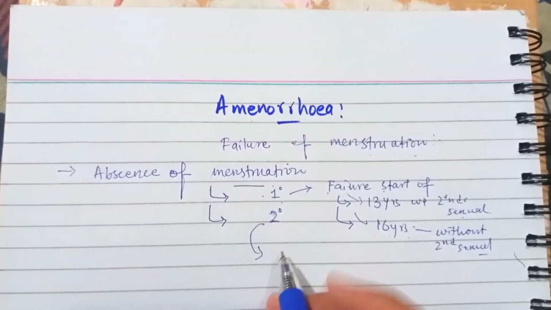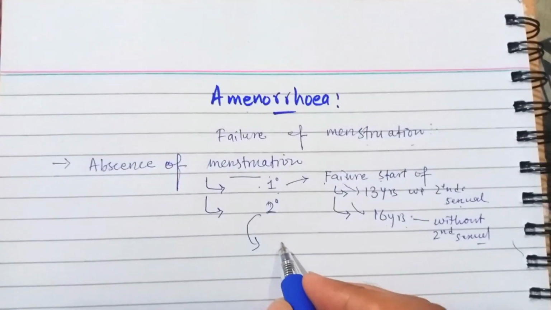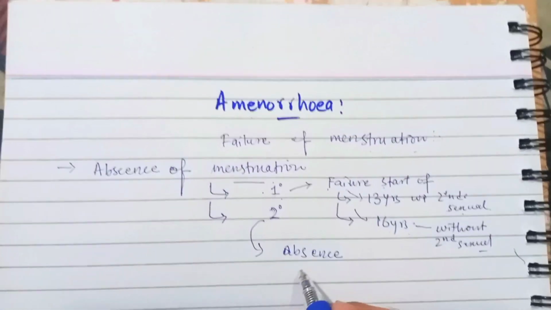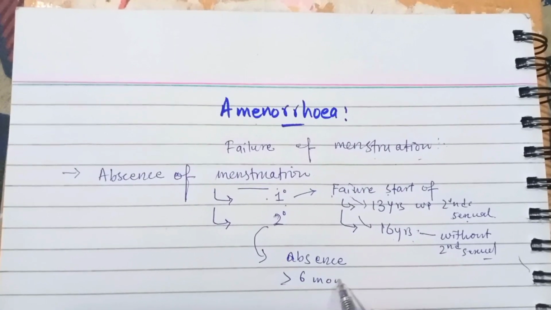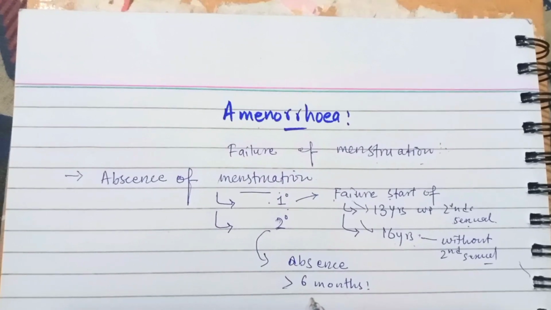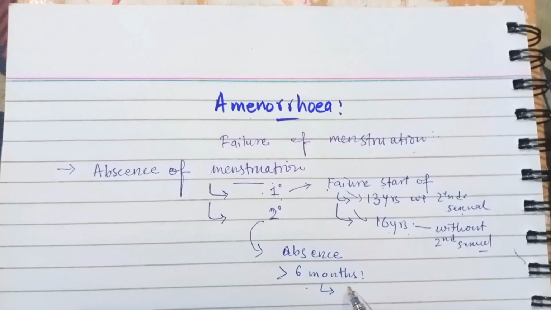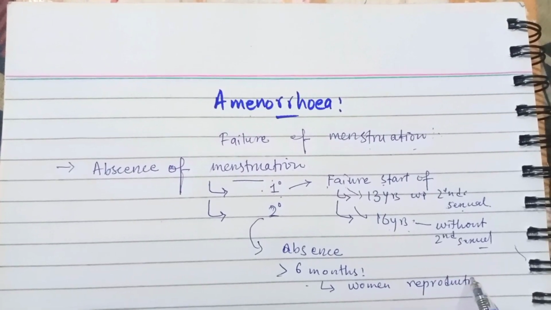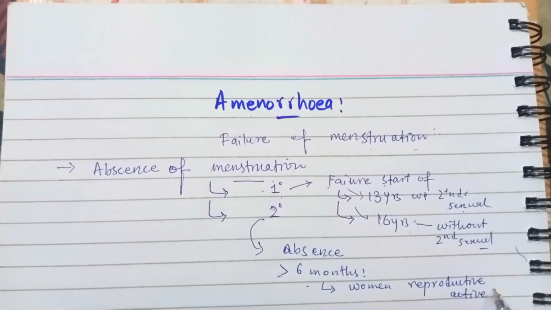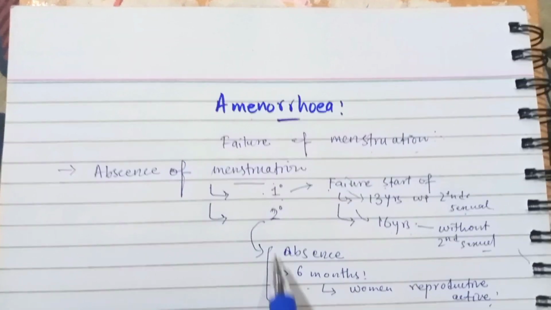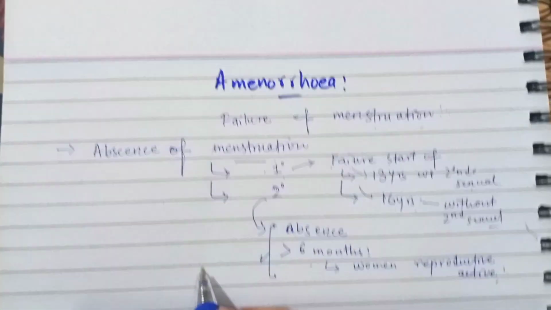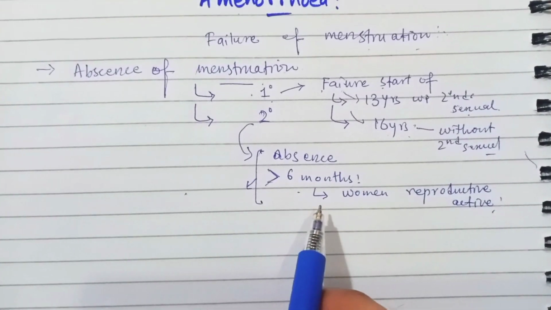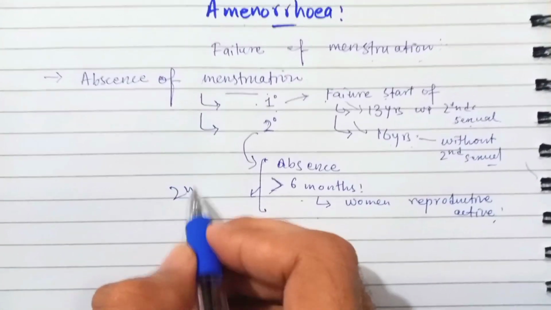In case of secondary amenorrhea, we call it secondary amenorrhea when there is absence of menstruation for more than 6 months in the absence of pregnancy, and the woman is reproductively active. In this case, previously the woman had menstruation, but due to some other causes, there is absence of menstruation. In this case, we call that secondary amenorrhea.